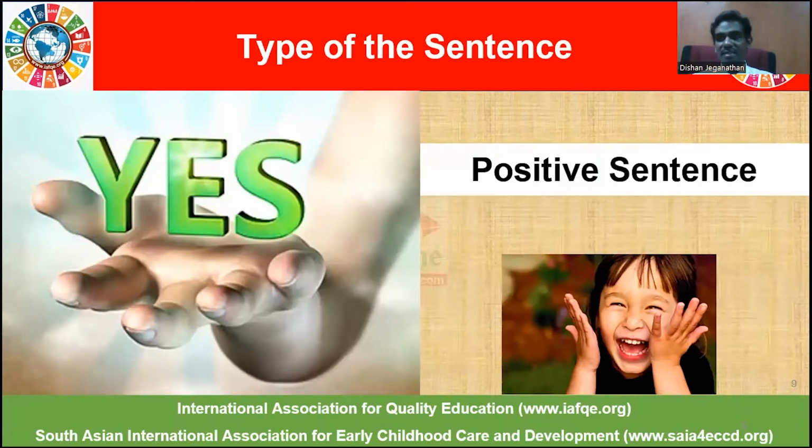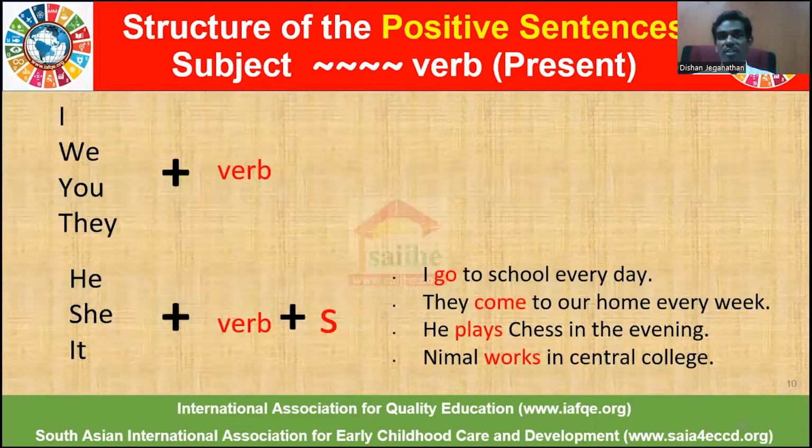A positive sentence shows the action that you do. Structure of the positive sentence. In simple present tense, it describes the actions that we do on a daily basis, such as maybe I walk, I study, I sleep, he plays, she works. So these actions represent our daily activities. So now let's look into the form.